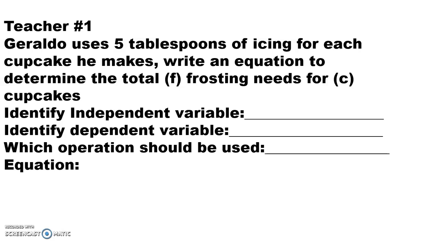In this problem, we're frosting cupcakes, and we want to know, is the total frosting dependent on the number of cupcakes, or is the number of cupcakes depending on the total frosting? I would say that the total amount of frosting I need, F, will be dependent on the number of cupcakes I make. I'm going to choose how many cupcakes to make, and that will then determine how much frosting I need. As I read through the rest of the information, I'm looking for a keyword that will help me decide which operation I'll use.